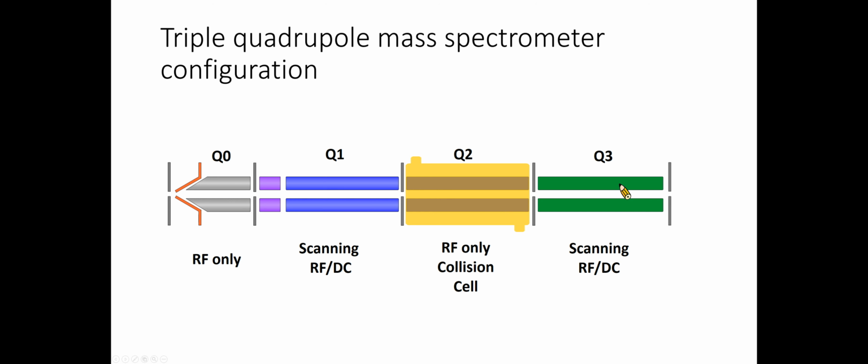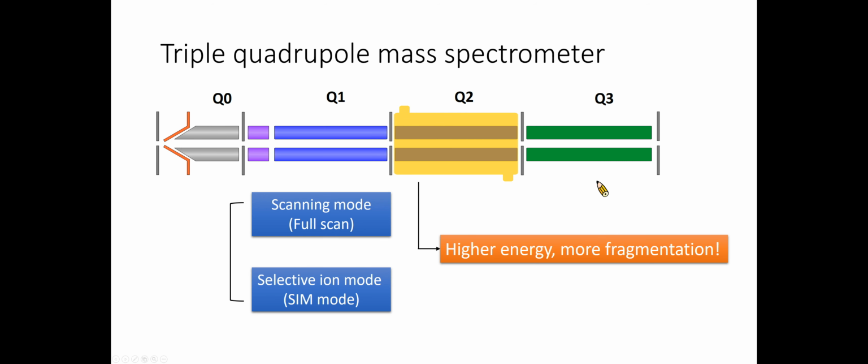Q1 and Q3 are standard mass filter quadrupoles with unit mass resolution, while Q2 is an RF-only quadrupole, also called the collision cell, which is filled with gas and allows the mass fragmentation to occur. The Q2 collision cell does not filter ions. It accepts all ions sent from Q1 and passes all ions formed by collision to Q3 to be sorted.